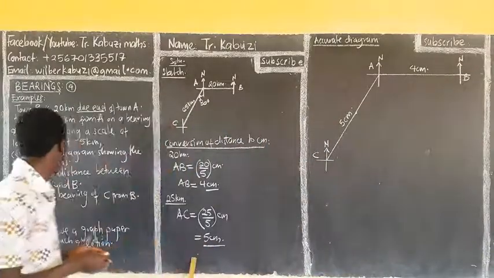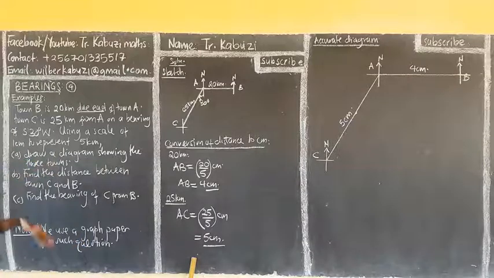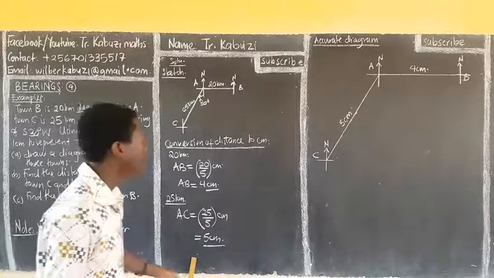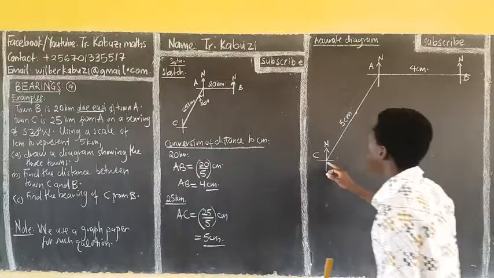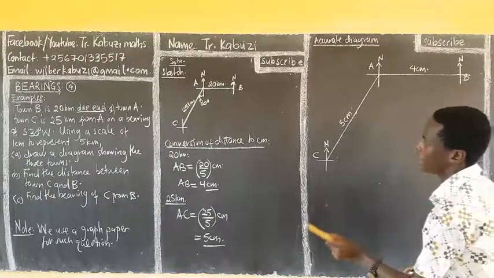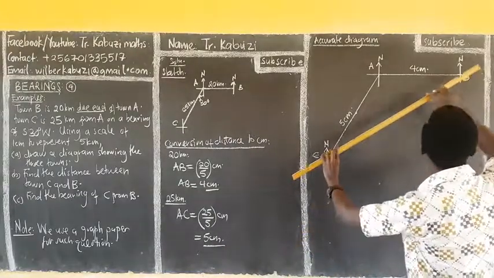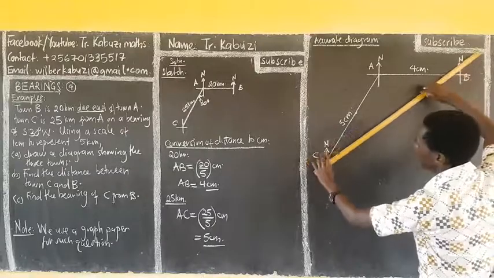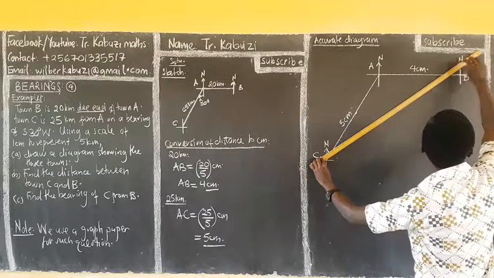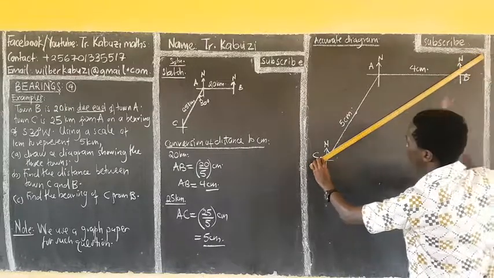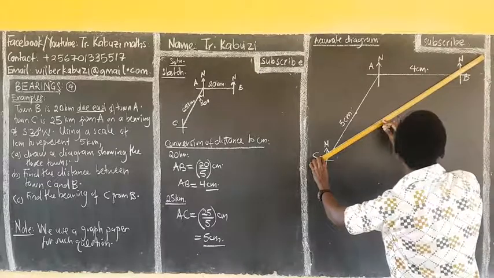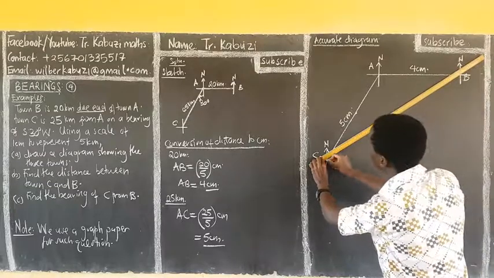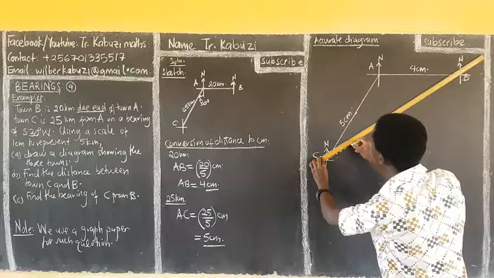Then you come to the questions. Draw the 3 towns. The 3 towns are already there. Then find the distance between C and B. Now after making this, I combine C and B. You put your ruler there, then you join B and C, of course using dotted lines.